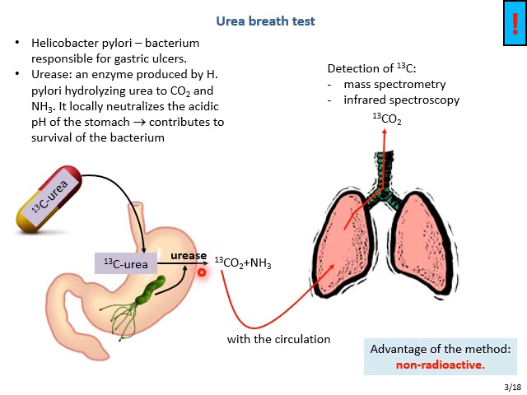partially due to the presence of an enzymatic activity in the bacterium. The enzyme urease breaks down urea, and carbon dioxide and ammonia are produced as the breakdown products of urea, and ammonia partially neutralizes the acidic pH around the bacterium, and this is how this enzymatic activity contributes to the survival of the bacterium. And this is the enzymatic activity with which the presence of the bacterium can also be detected.